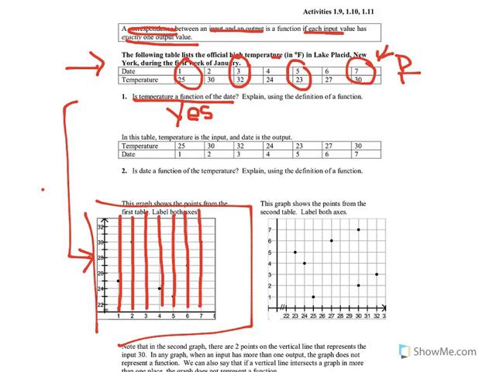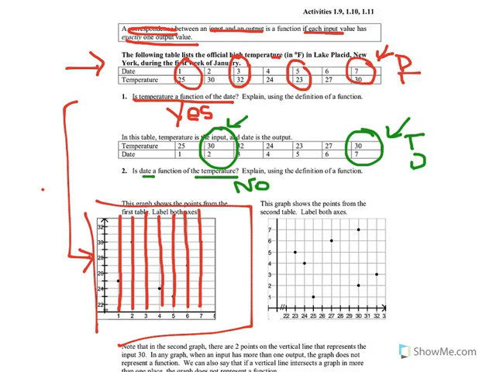Now, let's compare this example to this second table. Now, my input is temperature, my output is date. And the question is, is date a function of the temperature? And the answer to this question is no. No, because we see an input that has two different outputs.